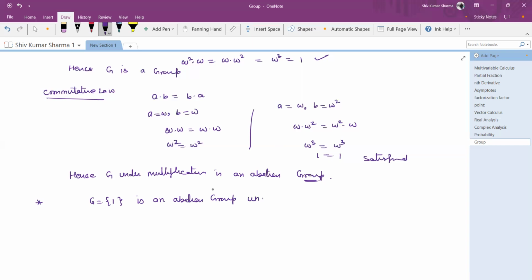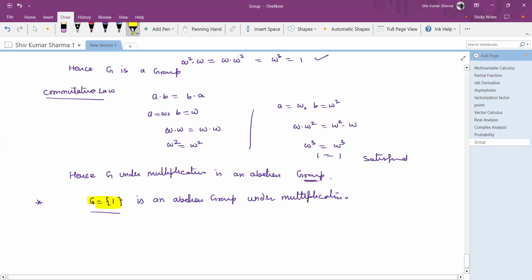Under multiplication. The singleton set {1} is always an abelian group under multiplication. That means the identity element 1 is satisfied, the inverse is 1, also satisfied, and closure, associative and commutative are also satisfied. So remember, G, a finite set with the single element 1, is an abelian group under multiplication. Now, second example: G is equal to {0}. The single element 0 is also an abelian group under addition.